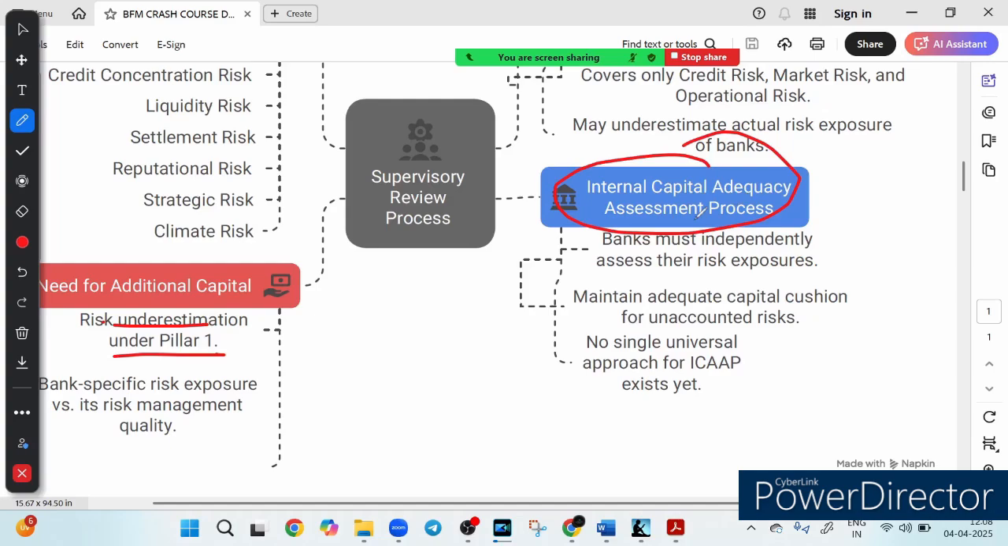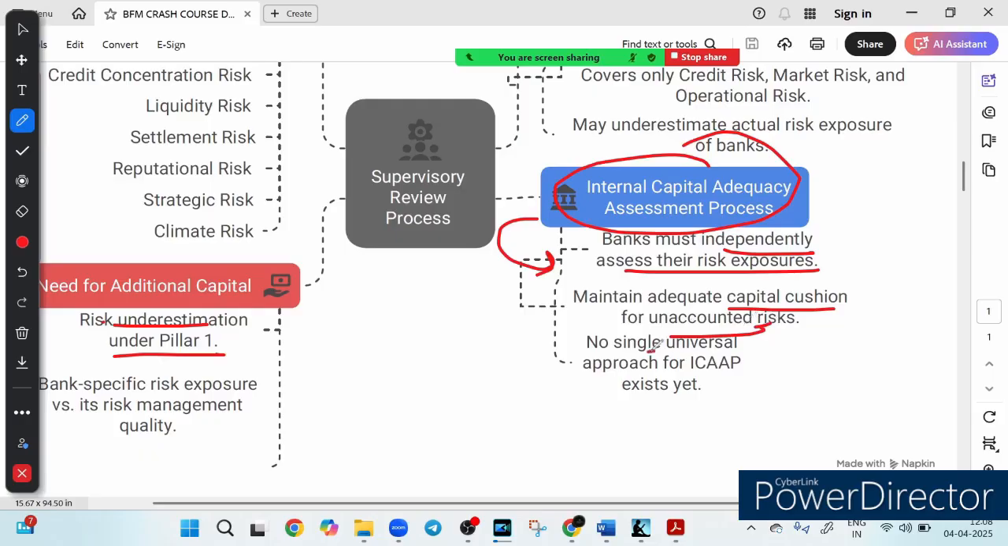So why additional capital was required? I told you, because some risks get underestimated under pillar 1, some risks are not captured, right? And so meeting regulatory requirement is not enough. So bank must assess their own risk exposure beyond just the regulatory minimum. Yes, so bank must independently assess their risk exposure. This is what is ensured by ICAAP. Second thing, bank need to maintain extra capital cushion for some unaccounted risk. Just now we have told about some unaccounted risk.